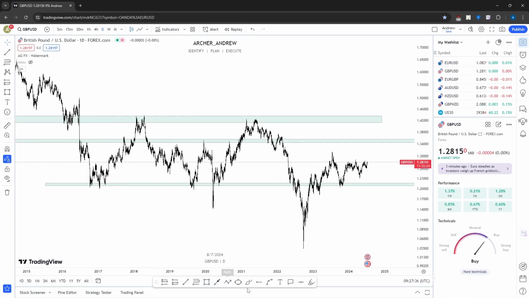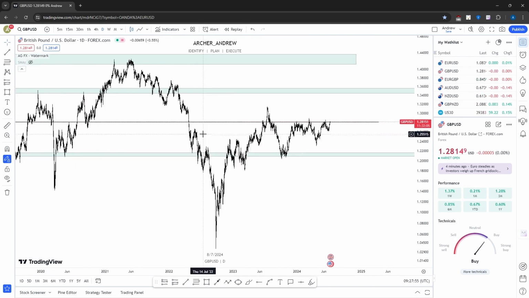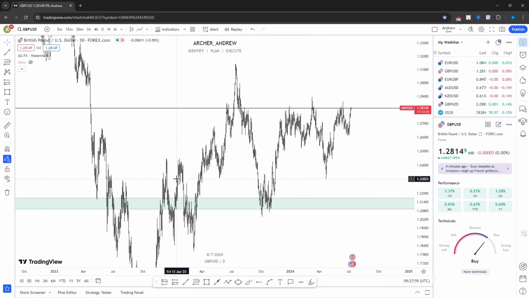So for me to differentiate between the weekly zones and the daily zones, what I do mainly is I use the rectangle tool for my weekly zones and I use the line tool for my daily zones. So daily area of interest. You get, it's that simple.